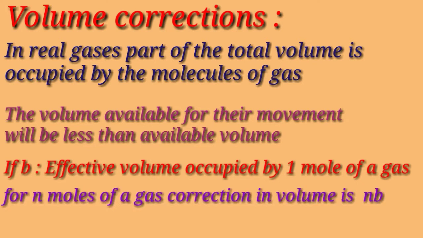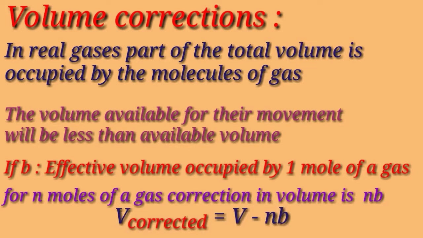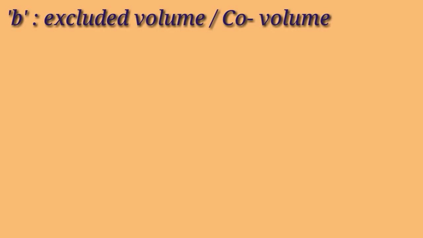Therefore, the corrected volume is the total volume, that is V, minus nb, that is the volume occupied by the molecules. So this will give us the total volume available for the molecules for their movement, where b is called the excluded volume or co-volume.